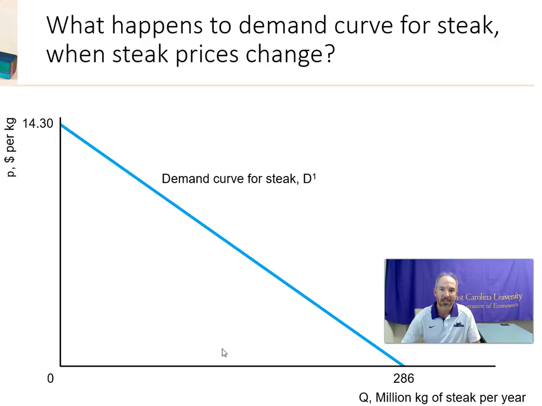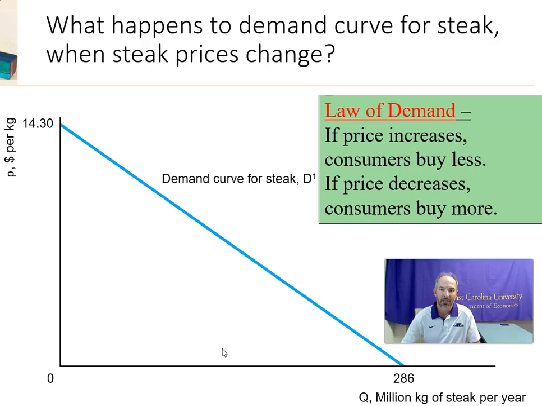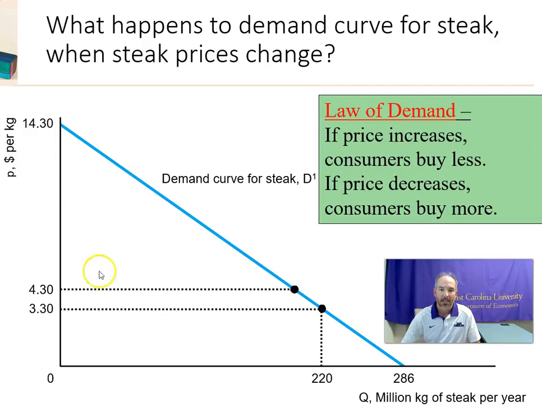So let's use the steak market as an example of this. In the steak market, if the prices rise for steak, then consumers will want to buy less steak. This is illustrated by raising the price by $1. We see we move along the demand curve, and now we have 20 fewer units consumed of steak.